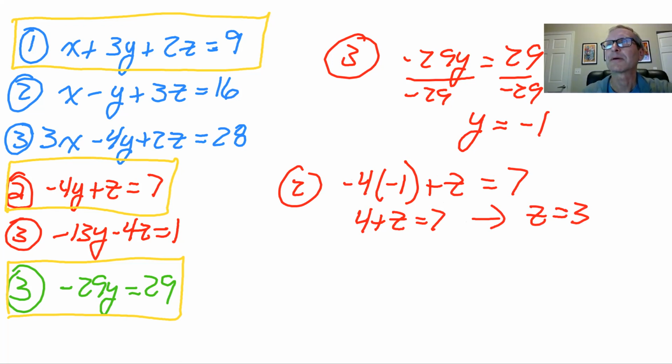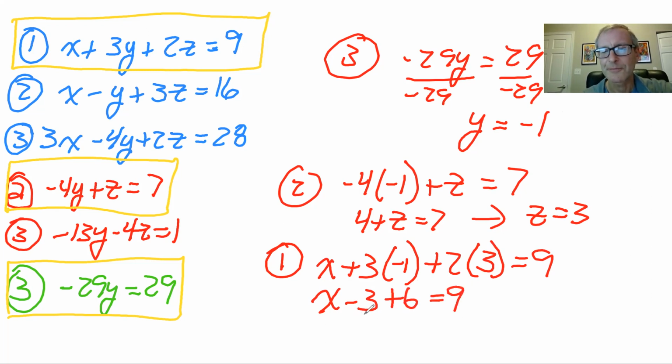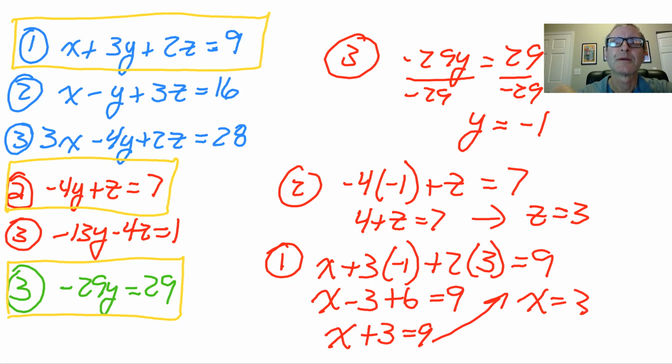So now we go back to equation 1 and solve for x. So we have x, and then plus 3 times y, which is minus 1, so we plug minus 1 in, and then plus 2 times z, and z is 3, equals 9. So it'd be x minus 3 plus 6 equals 9. And so if you simplify this, this would be x plus 3 equals 9. So solving for x, x equals 6. 9 minus 3 is 6, not 3.